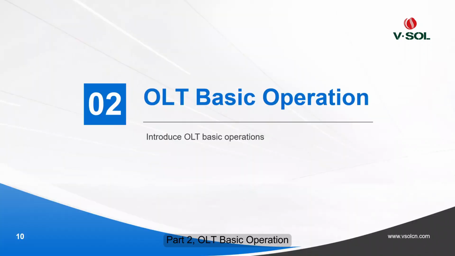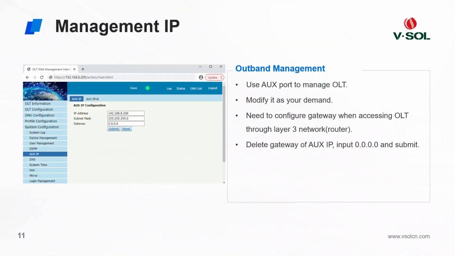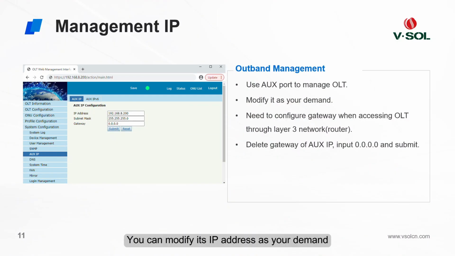Part 2, OLT Basic Operation. In this part, I will introduce some OLT basic operations. Management IP configuration. I just introduced that out-band management uses auxiliary port. You can modify its IP address as you demand. Usually, auxiliary port is only used for local management. Just connect the management computer to it directly.